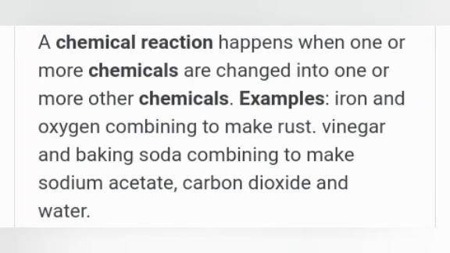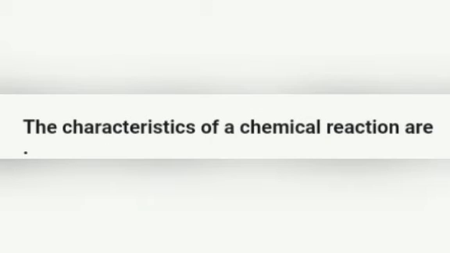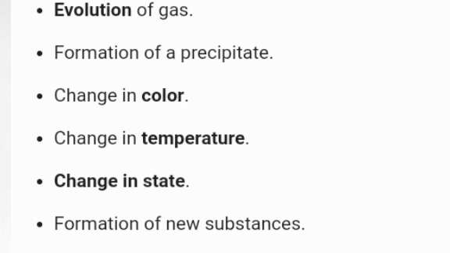And next, some characteristics of chemical reactions are: number one, evolution of gas; formation of a precipitate; change in color; change in temperature; change in state; formation of a new substance. These are the characteristics of a chemical reaction.